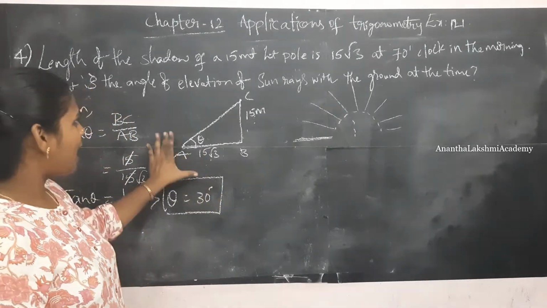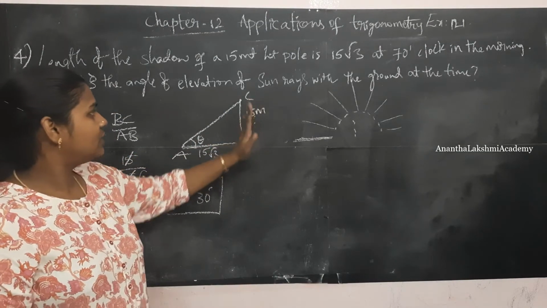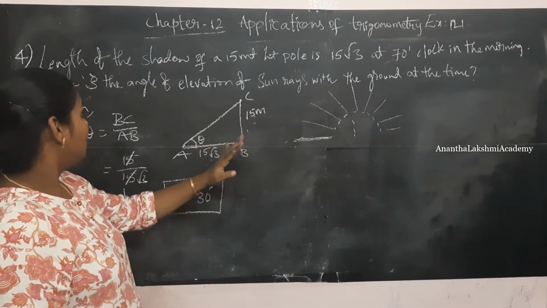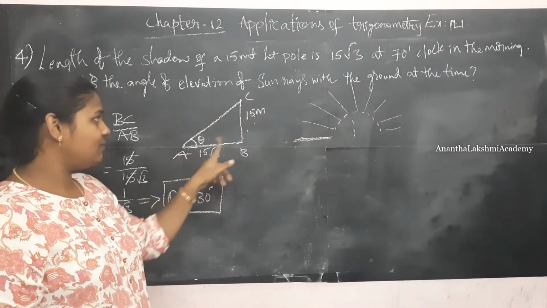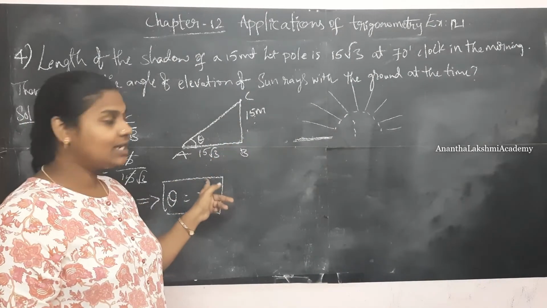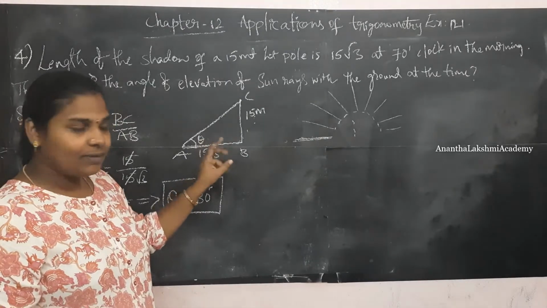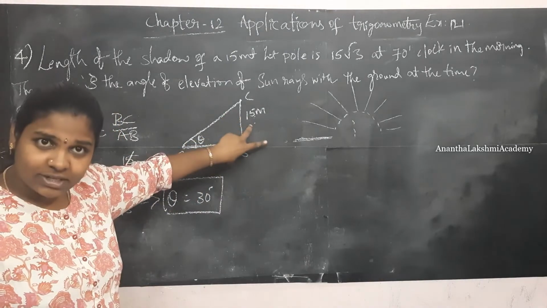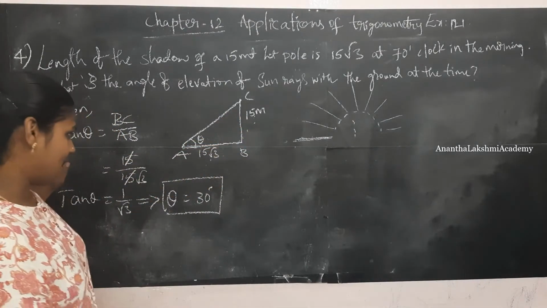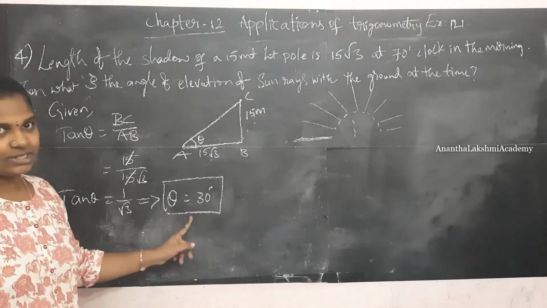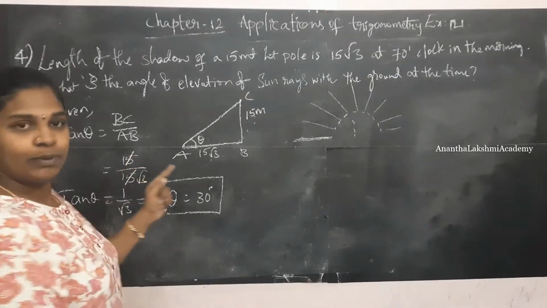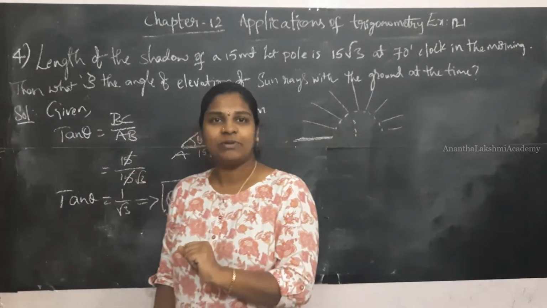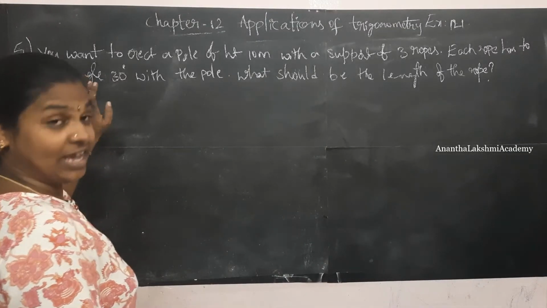Alright, so what have we done? Given the height of the pole is 15 meters and the length of the shadow is 15 root 3, we got the opposite side and adjacent side. In order to figure out theta, we identified a trigonometric ratio with both these sides, which is tan, and from there we have figured out theta, which is nothing but the angle of elevation. That's about problem number 4. Let's jump into problem number 5.